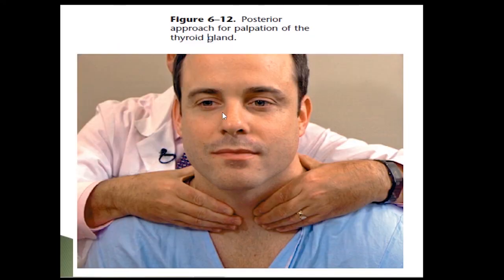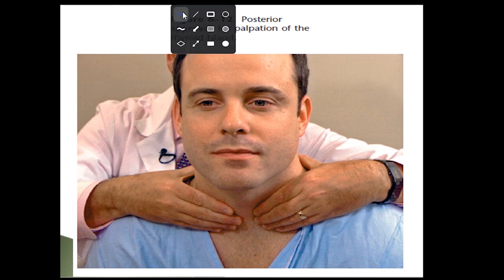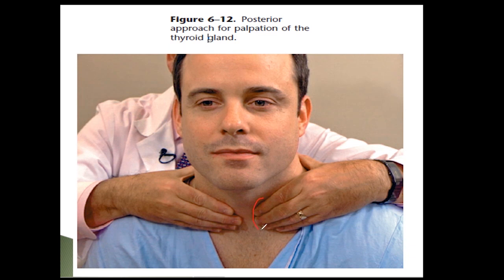So when we are checking the thyroid gland from the posterior part, we can put two hands in the neck area at the same time, and then palpate there to compare. Both sides should be the same, the same size and the same softness. That's basically normal, and the location is normally the same. So the center part is still the trachea.